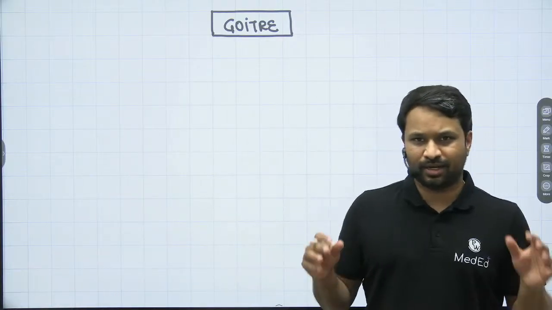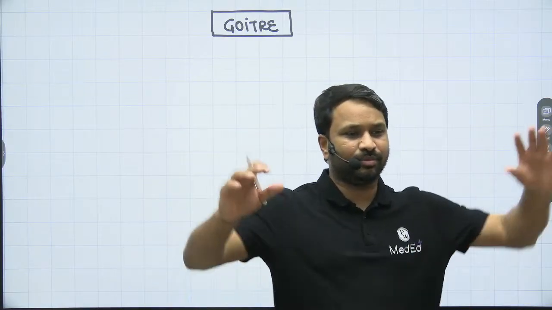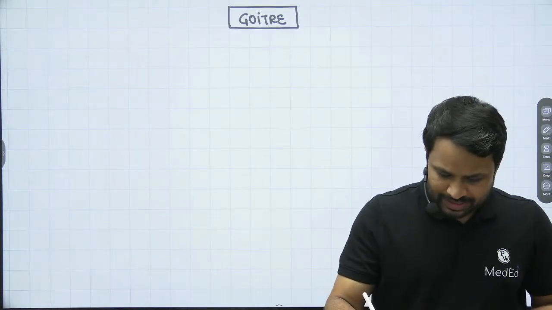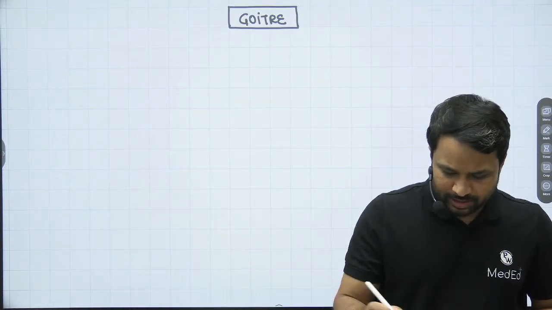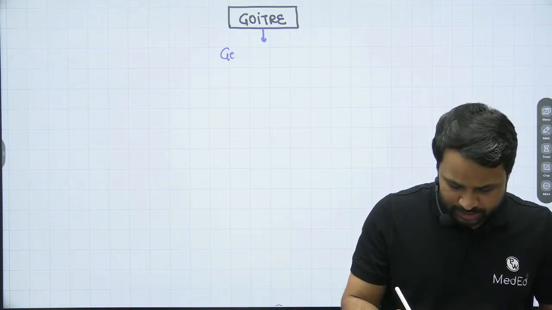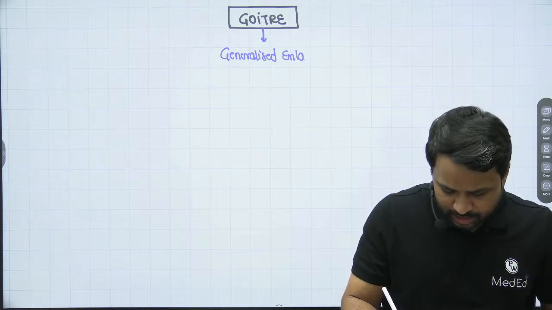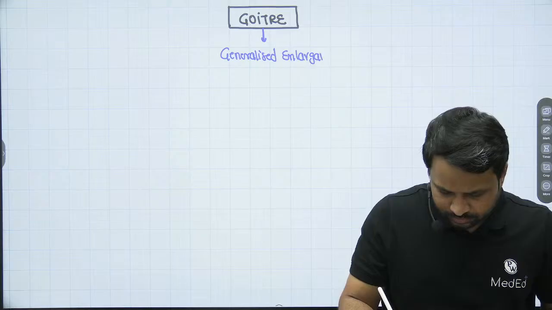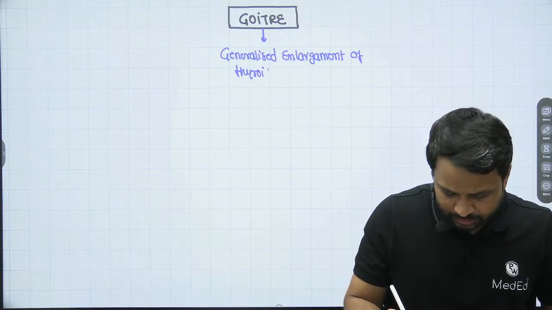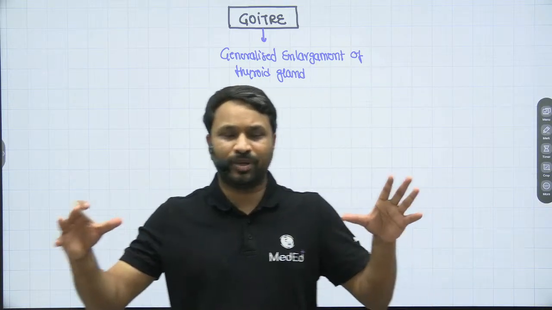We'll try to understand how the goiter is formed, what is the pathophysiology behind it, what exactly goiter basically means. So without wasting any further time, let's kickstart the discussion on goiter. When I say the word goiter, it is a generalized enlargement of the thyroid gland. Now when I say generalized, that means the entire gland is going to get enlarged in a uniform manner.